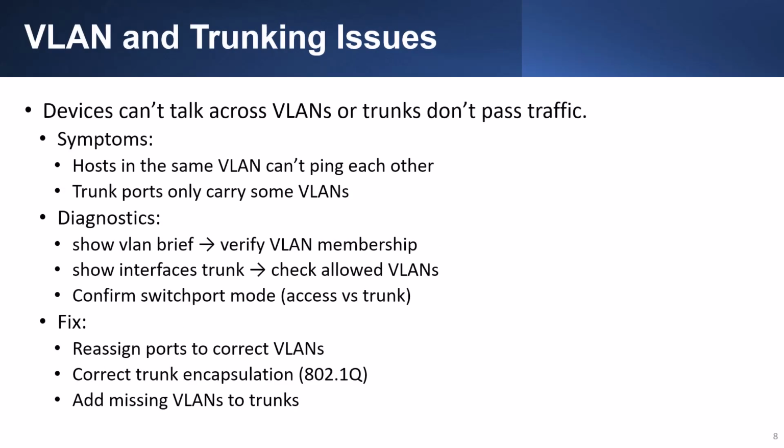VLAN and trunking issues include hosts in the same VLAN can't ping each other, and trunk ports only carry some VLANs. To diagnose, use the show vlan brief command to verify VLAN membership, the show interfaces trunk command to check allowed VLANs, and confirm switch port mode, which is access versus trunk. To fix, reassign ports to the correct VLANs, correct trunk encapsulation 802.1q, and add missing VLANs to trunks.